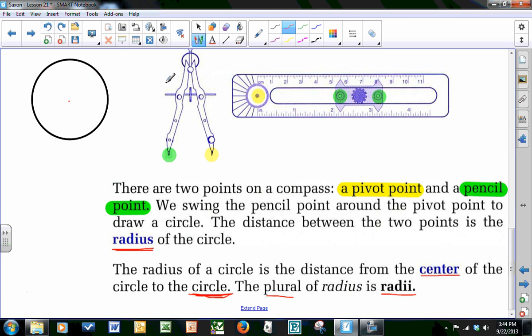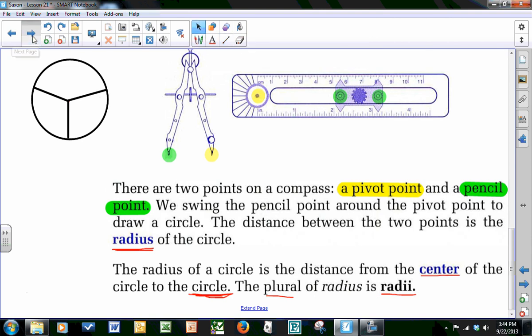Let me go back here and choose the line feature. Yeah. So the radius would be from the center to that edge. It could be from the center down. It could be from the center out and up. Okay, it's just anywhere from the center out to the edge. And the plural is pronounced radii.